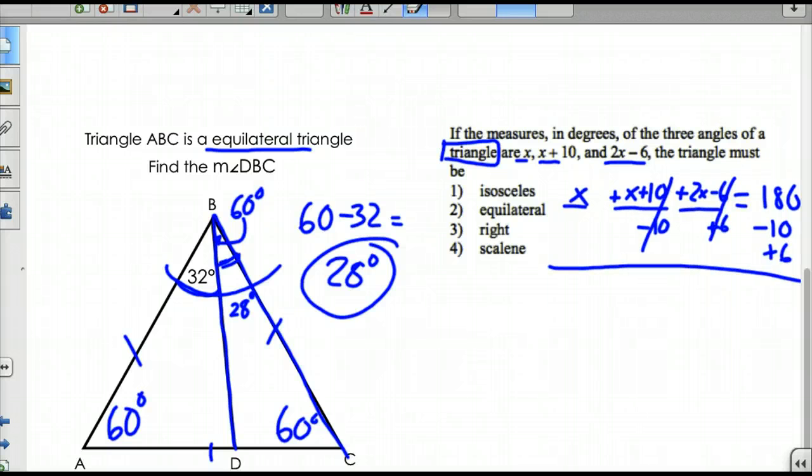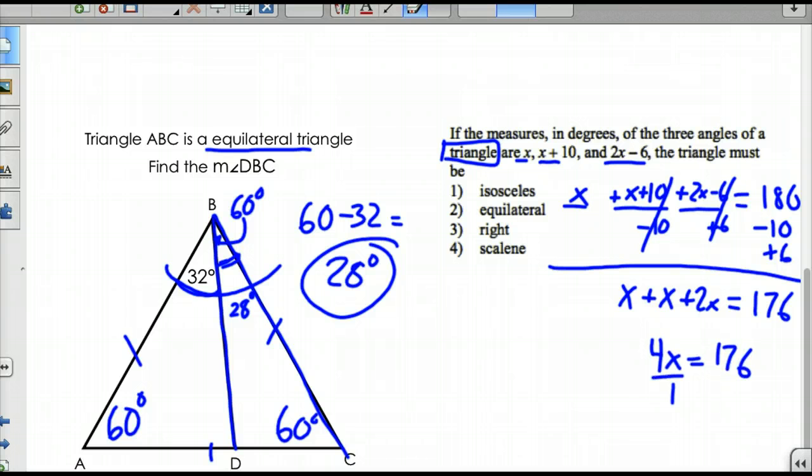That cancels, that cancels. And so what we get here is x plus x plus 2x is equal to 176. We can combine like terms here, that's 4x, is equal to 176. Divide both sides by 4, and we get x is equal to 44.